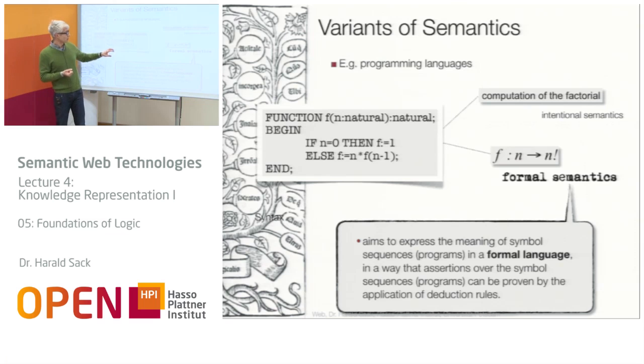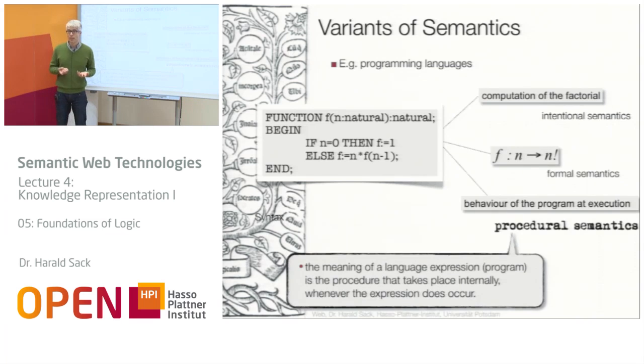And for programming languages, we also have a so-called procedural semantics. And the procedural semantics defines the behavior of the program at execution time. It means the meaning of a language expression is the procedure that takes place internally whenever the expression occurs. So this is the procedural semantics.